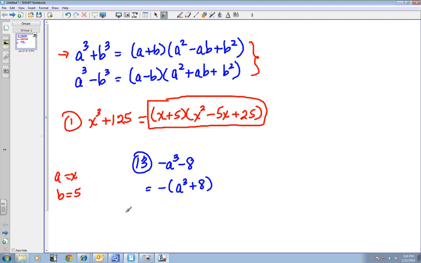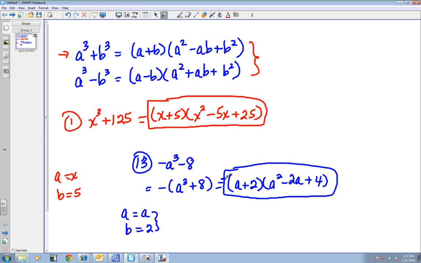So again, in this case, my A is going to be a. My B, what number do I have to cube to get 8? Well, it's 2. 2 times 2 is 4, 4 times 2 is 8. Now I'm going to take these two things and plug them into my formula. So it's going to be A plus B, so a plus 2, times a squared minus 2a plus my B squared, and my B is 2, so 2 squared is 4. And that's my answer, with a negative out in front. I almost forgot that.